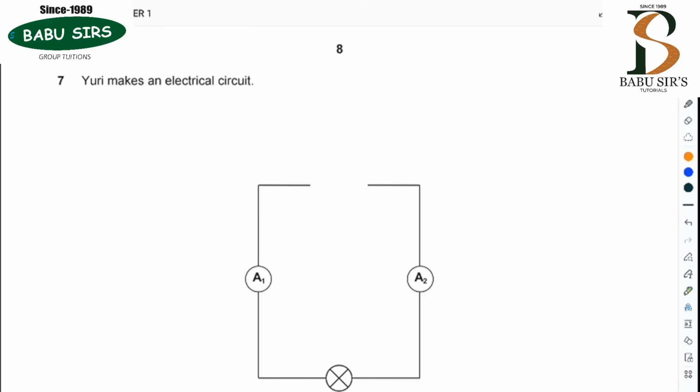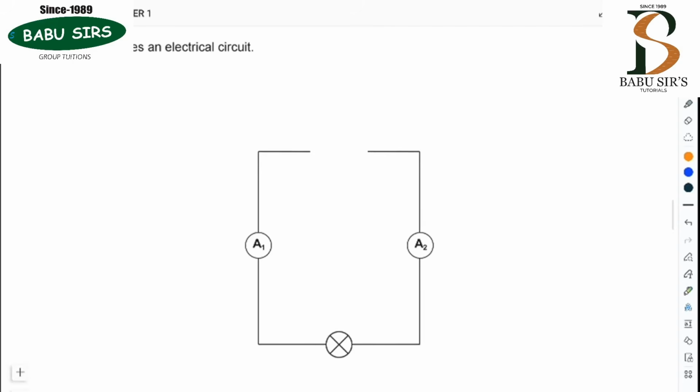Question number 7. Uree makes an electrical circuit. Now suppose if I see this circuit, what is missing? So the cell is not there here. So I'll draw the cell first. So a cell has a long one and a small one. So the long one denotes the plus charge and the short one will denote the minus charge. Current will flow from plus to minus. Now this is the flow of current.